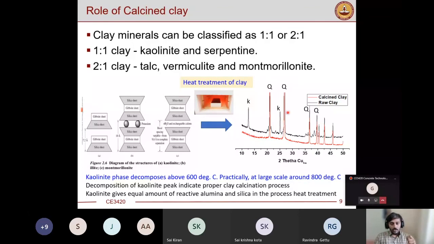And also I want to point out there are some other phases which are marked as Q. So these Q are nothing but quartz.